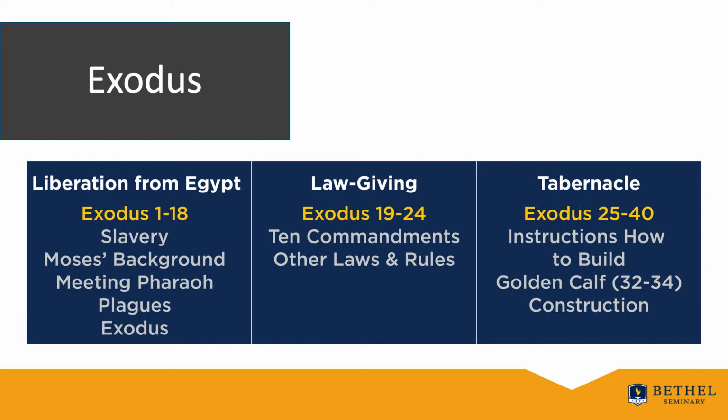As the table shows, Exodus chapters 1 to 18 give an account of God's liberating the Israelites from Egypt. Then Exodus chapters 19 to 24 introduce the details of law giving. Then Exodus 25 to 40 focuses on the tabernacle. The golden calf event is sandwiched between the instructions to build the tabernacle and the construction of it.